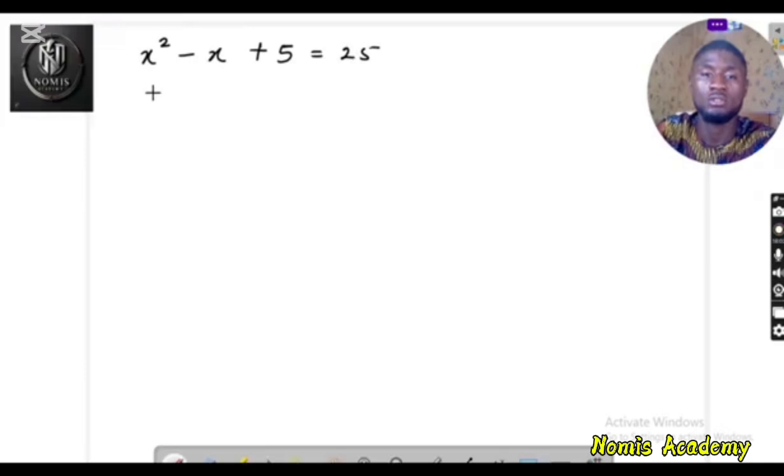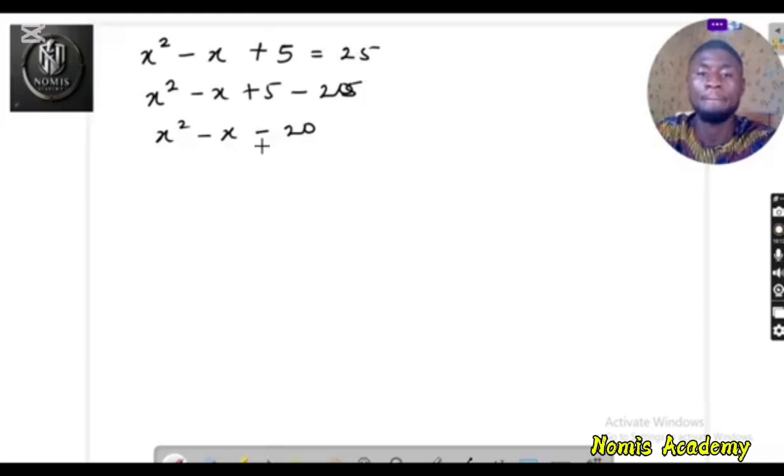So we say x squared minus x plus 5, this constant becomes minus 25. So 5 minus 25 is minus 20. So we are left with x squared minus x minus 20 equals 0. So the next thing to do is to factorize. This is a quadratic equation.